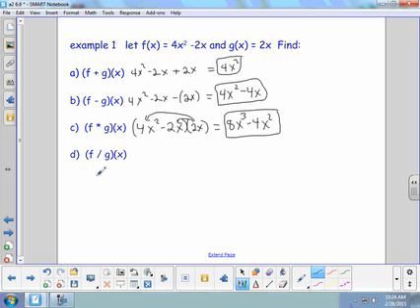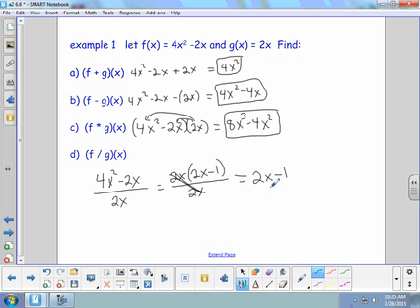And our last one, we're going to take our f function and we're going to divide it by our g function. Sometimes you're going to be able to do this, sometimes you're not. But I notice on the numerator, I have a greatest common factor. I can factor out a 2x. And when I do that, I'm going to get 2x minus 1. My 2x's are going to cancel, and I'm going to be left with x minus 2.